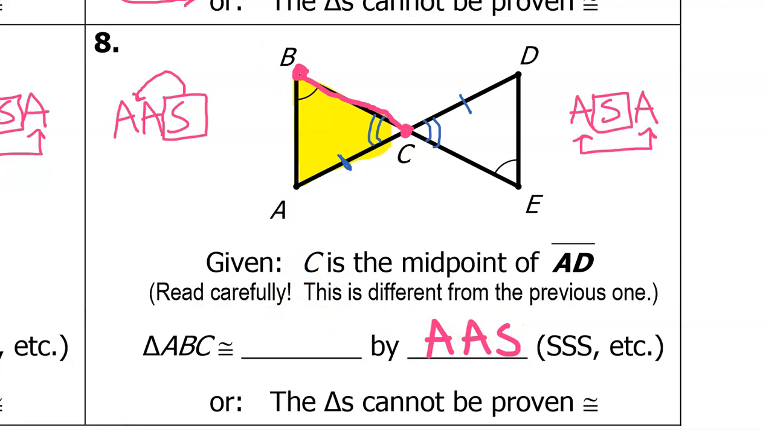All right, now we can make the congruency statement. So triangle ABC is congruent to triangle what? Well, angle A corresponds with D. They're both blank. Angle B corresponds with E. Single swoop. That just leaves angle C.